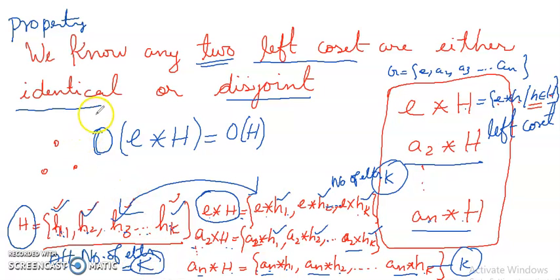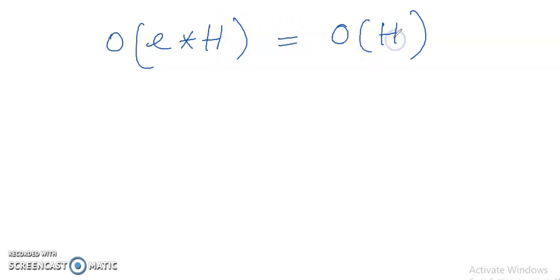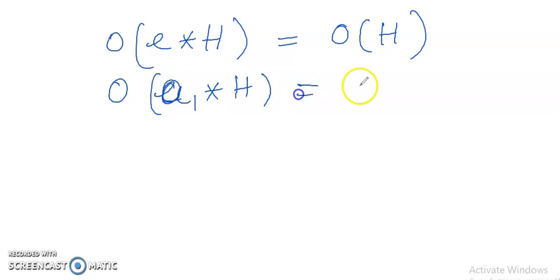So we write order of the coset is equal to order of H. The number of elements in E star H is equal to the number of elements in H. O of E star H is O of H. So now, the order of E star H, the number of elements in E star H, is O of H. The order of A1 star H is also order of H, etc.